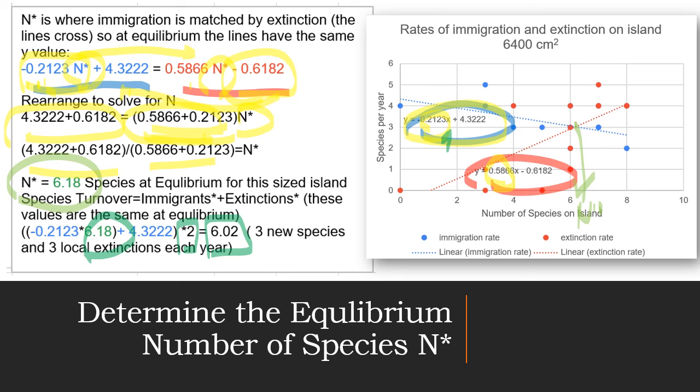So there's approximately 3 new species. If we look over here where these lines cross, there's approximately 3 new species coming in every year and 3 local extinctions every year. So this is for the 6,400 square centimeter data set. I'll do the same thing on the next slide for the one I just did on the Excel spreadsheet, which was the 4,900 square centimeters island.